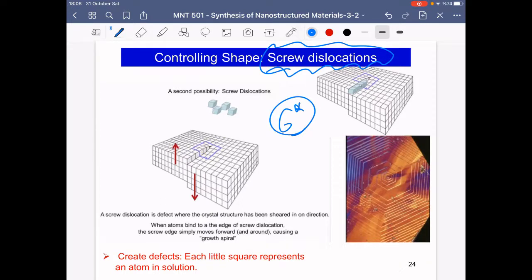Because let's say these little cubes here each represent an atom in solution. Once you create a defect here, because of the coordination numbers that we had talked about, these have different coordination numbers, and these things will go and attach themselves onto these defects. This will be the first thing that they're going to do, because these defects lower the energy profile that I mentioned to you at the beginning of the class.